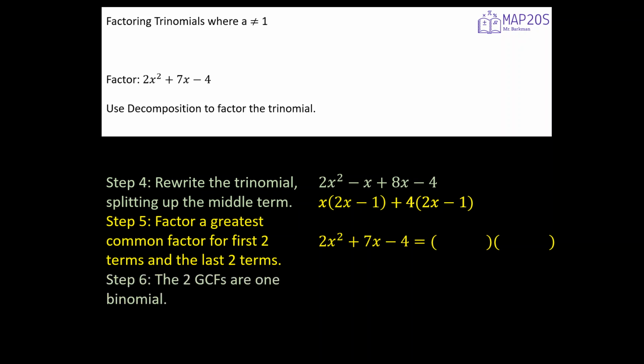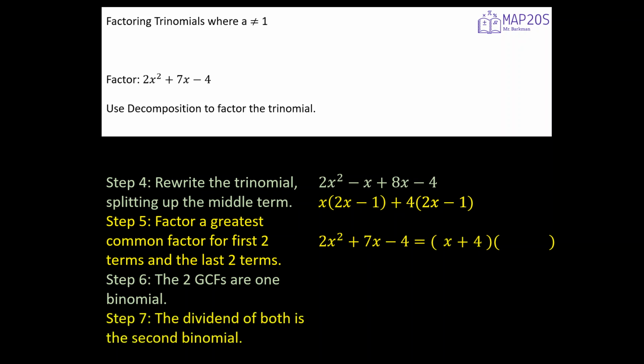Step 6, the 2 greatest common factors are one of our binomials. So the greatest common factors that we pulled out are x and a positive 4, and they will be our first binomial right there. Now, if you want to make it your second binomial, that's fine. The order can be swapped, but I'm going to use it as the first one.